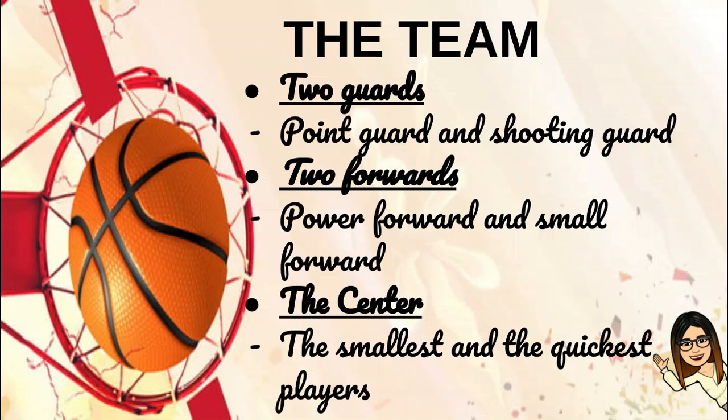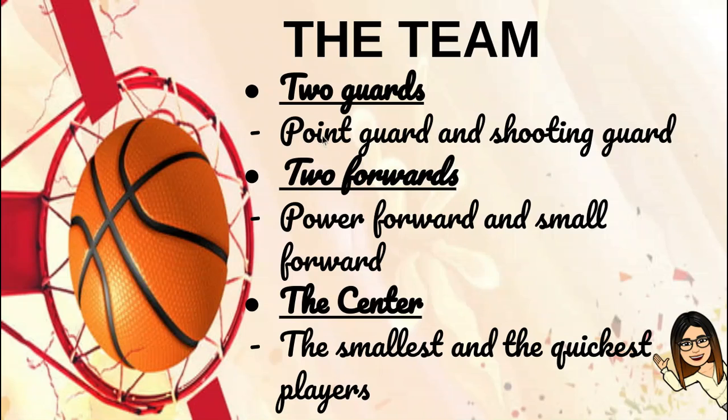How many players are on a team in a game? Aside from that, class, there is what we call a team, wherein the team consists of two guards, two forwards, and the center. Now, what is the difference between the three? For the two guards, what do we call them? Point guard and shooting guard. The point guard is the team's best ball handler and runs the offense. So that will be the point guard.